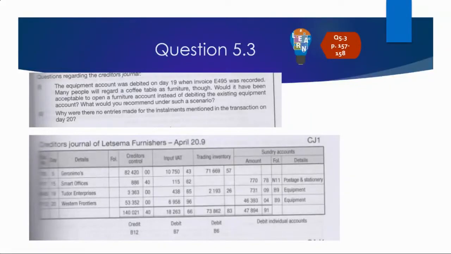Welcome back, everyone. So we're going to continue with Learning Unit 5. In this session, we're going to focus on question 5.3, specifically looking at our Creditors Journal, Creditors Allowance Journal, our Debtors Journal, Debtors Allowance Journal, and if we have time, we can talk through the general journal questions.